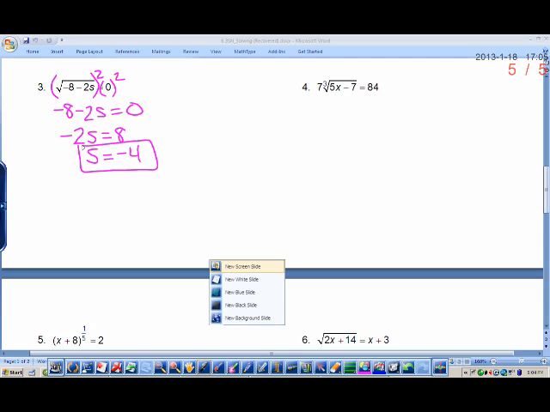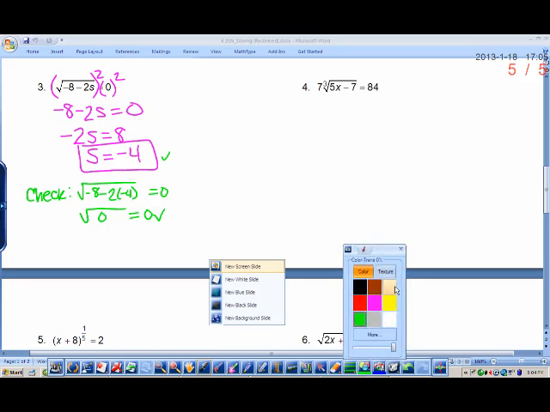Now, with square roots, we know that there are domain restrictions. So it's really important to check that our solutions actually satisfy the equation that we were given. So you have to go back and check. So let's do that. I want to know if the square root of negative 8 minus 2 times negative 4 is in fact equal to 0. So that gives me the square root of negative 8 plus 8, which is 0, and does that equal 0? Yes, it does. So that means my answer is confirmed.